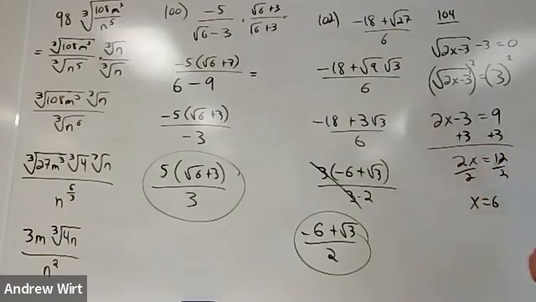So x is 6. Now we need to check this answer because by squaring both sides, we may introduce extraneous solutions. This may not actually be the solution. So let's try it. Plug in 6 here. 2 times 6 is 12, minus 3 is 9. Square root of 9 is 3, 3 minus 3 is 0, so that works. x equals 6.